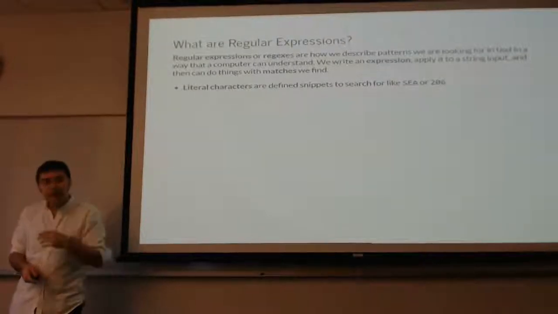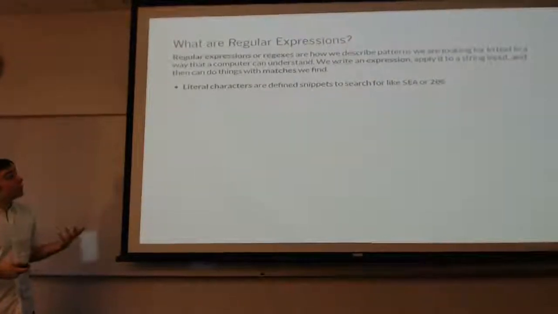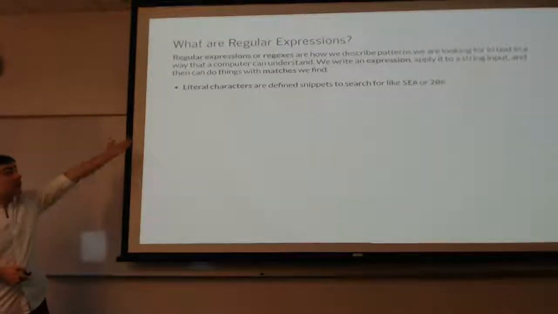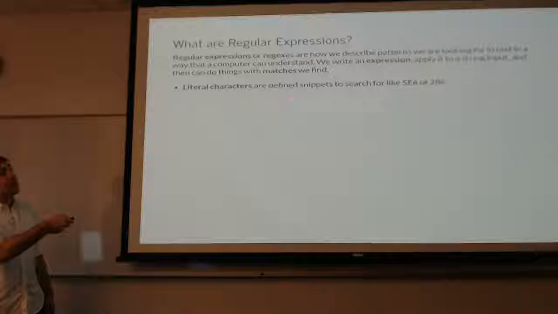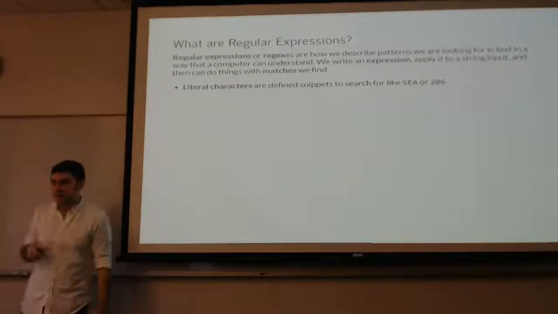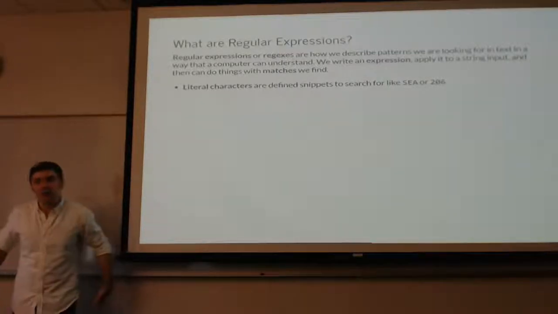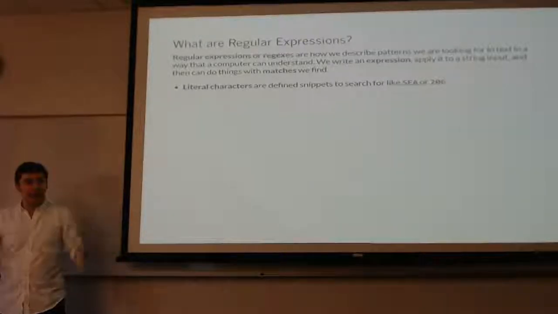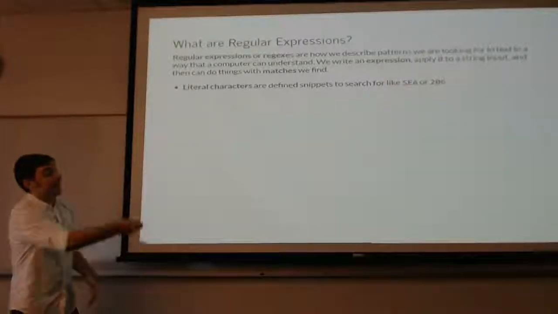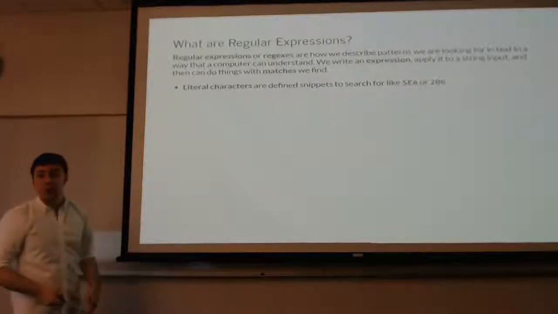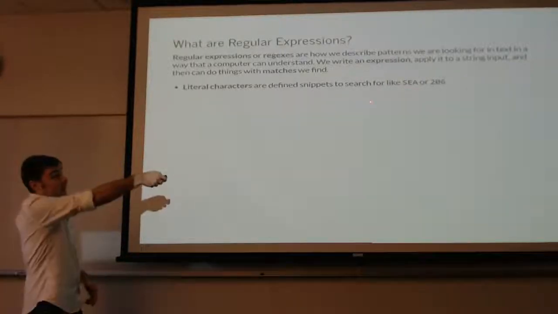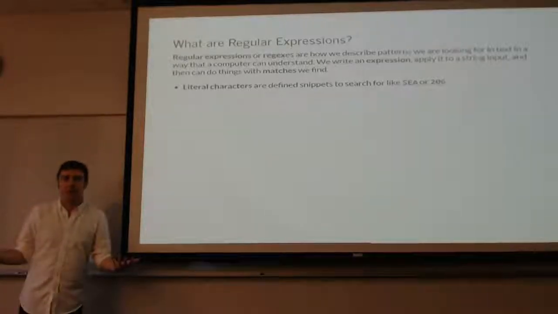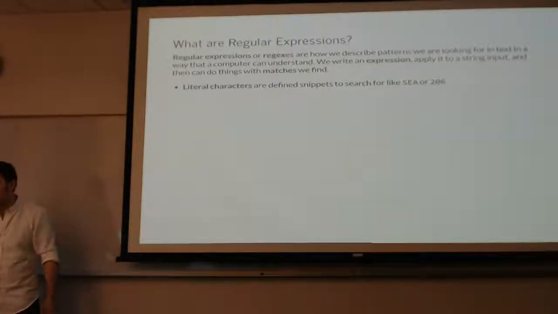So, things that you can use in a regular expression are literal characters, and those are the snippets of actual text you want to search for. Say we had a string that was all of the address information in this entire data set, and we wanted to search for SEA or maybe the number 206. You might say, I want to actually search for SEA, or I actually want to search for 206. We can search for that literally the way you just Google something, right?